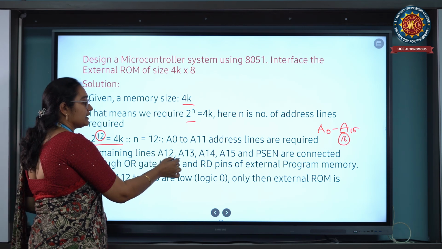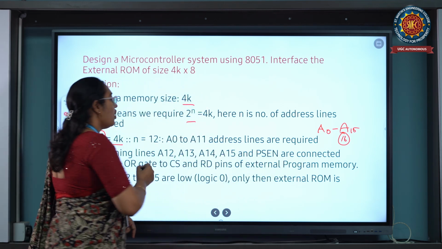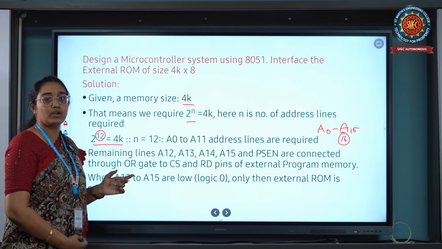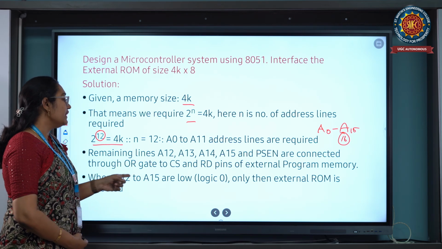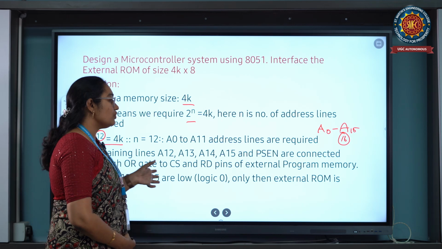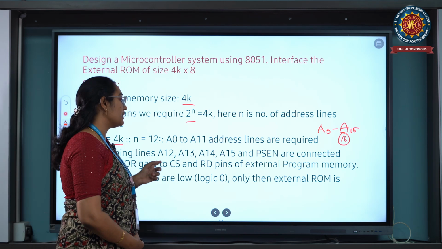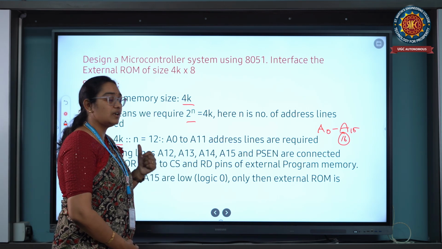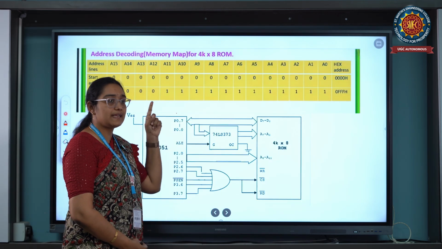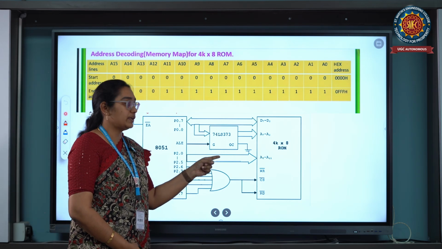The remaining bits A12, A13, A14, A15 and the program store enable pin are connected to an OR gate, and through the OR gate to the control signal and also the read pin of the external program memory. When the remaining bits, that means A12 to A15 lines, are connected to logic 0 only, then we can interface the external ROM memory to the 8051 microcontroller. We will see this problem with the memory mapping design and also the diagram for 8051 microcontroller interfacing of ROM memory.